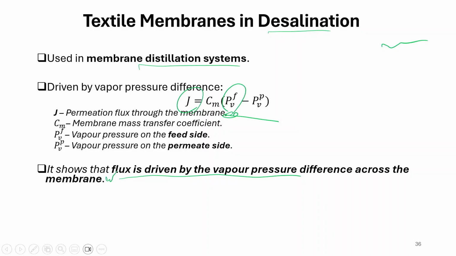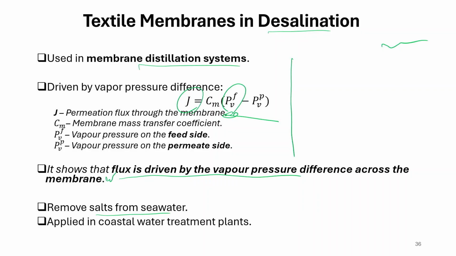So, we can achieve high flux, but at the same time we must achieve filtration efficiency, that is, how effectively it removes the salt from the sea water. This type of textile based membrane is used particularly in coastal water treatment plants, where the salt from the sea water is removed and it makes the sea water drinkable.